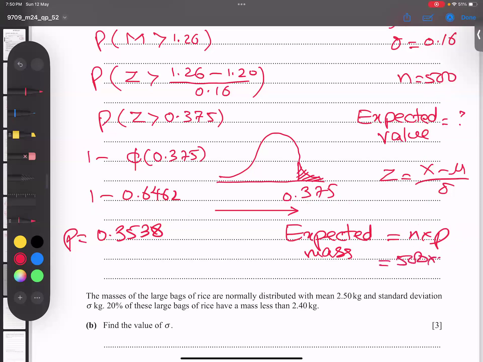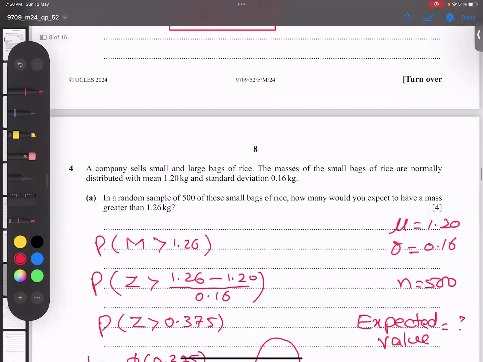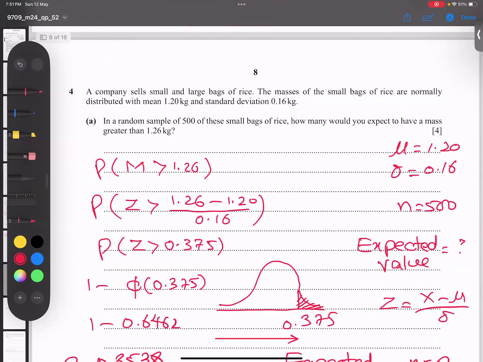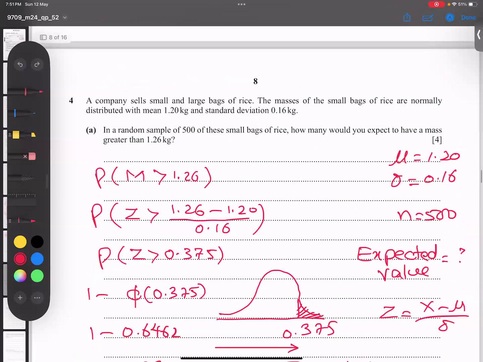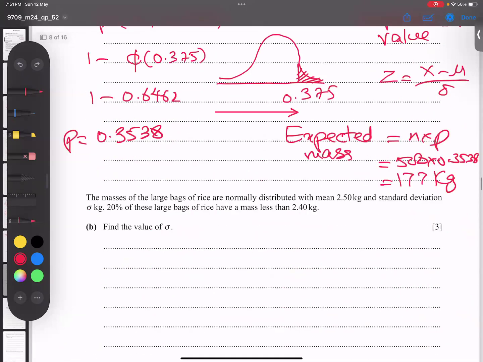So 500 times 0.3538. If I multiply them, I get 176.9. If I round it, it becomes 177. He was asking how many would you expect to have a mass greater than 1.26 kilograms, and I hope you got it clear. Okay, 500 bags. So I think the idea is very clear.